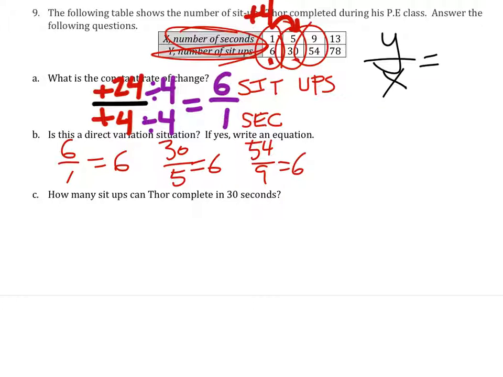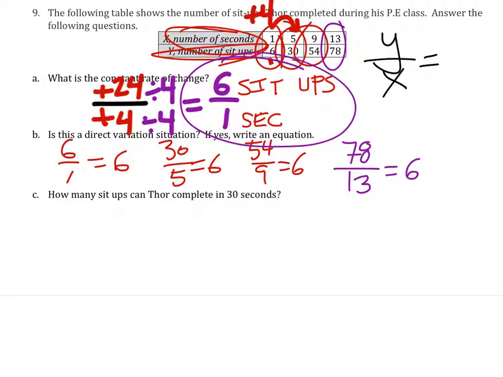And here's the thing, you guys. You may do 2 or 3 of these, and then suddenly at the end, we're going to throw you guys a curveball, and we're going to put one that's going to make it not proportional, okay? So just be careful. You do need to check all of these. What is 78 divided by 13? It still is 6, which, as it turns out, also was the slope. So is this a direct variation? Is it proportional? Yes.